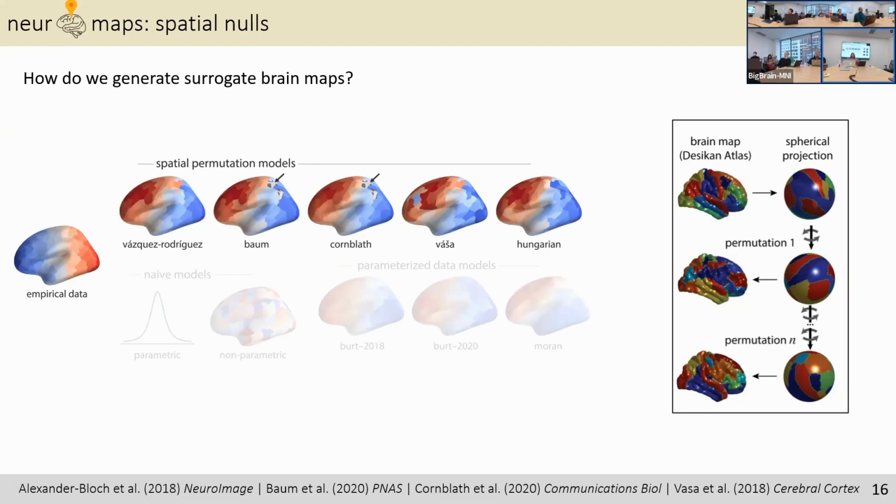And so what you end up with is basically a brain map that preserves all of the spatial correlation in the original map, but disrupts all of the relationships between specific regions of the brain. So if you compare it to another brain map, you would likely get a much smaller correlation if the pairing between the two is completely random. So this is one way of generating surrogate brain maps.